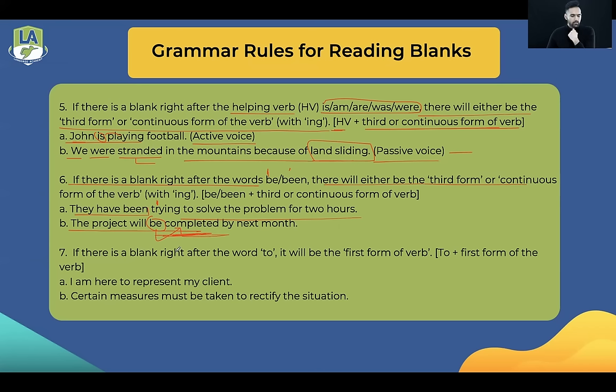If there's a blank right after the word to, always the first form. I'm here to play cricket. I'm here to represent my client, not to representing my client. Certain measures must be taken to rectify the situation, not to rectifying the situation. So these were a few grammatical rules you need to use. If you have these grammar rules in mind, and if you implement these while practicing and use the elimination strategy, plus understand the context properly, 100% you're going to have a higher accuracy rate in your reading blanks.